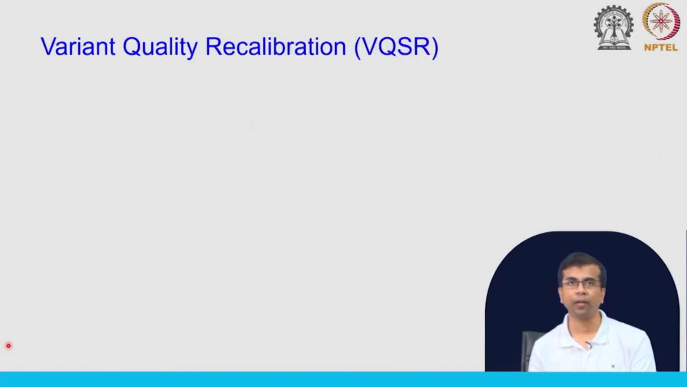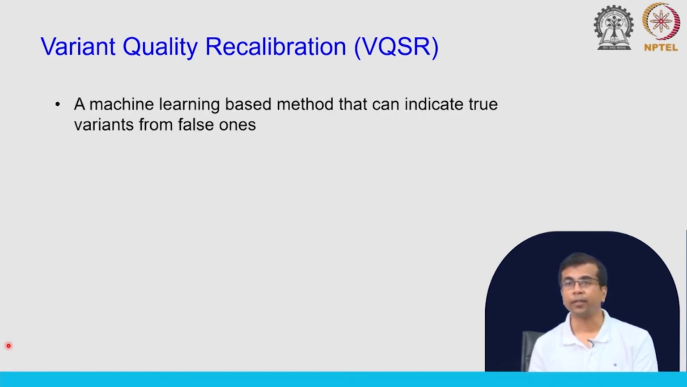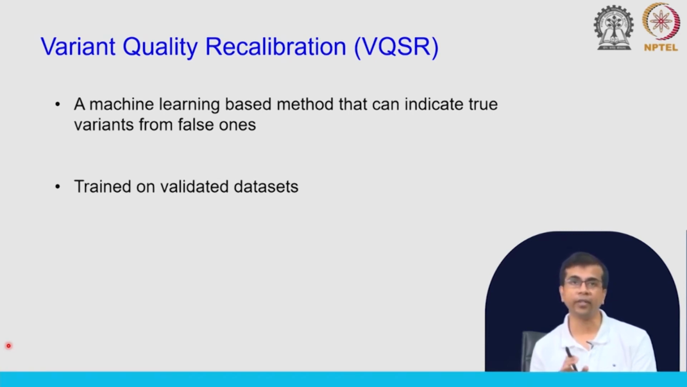So, a brief word about variant quality score recalibration or VQSR. What it does is apply a machine learning based method that can identify the true variants and separate them from the false ones. Do not confuse this with BQSR, which is the base quality score recalibration. This is a different recalibration. So, what happens is that this model is trained on validated data sets and it can identify certain features of those variants.